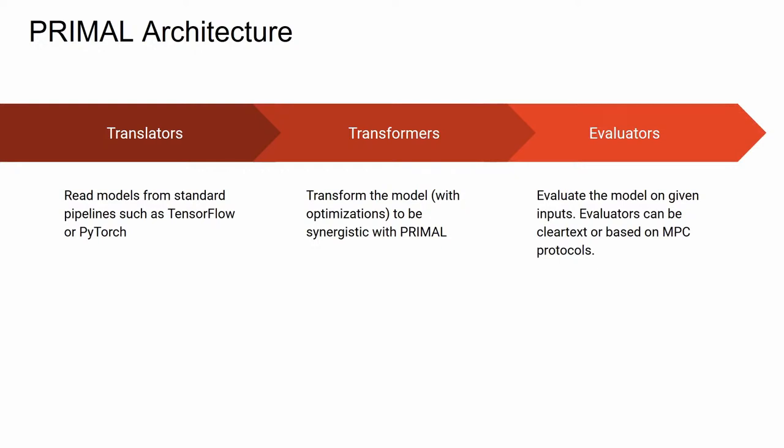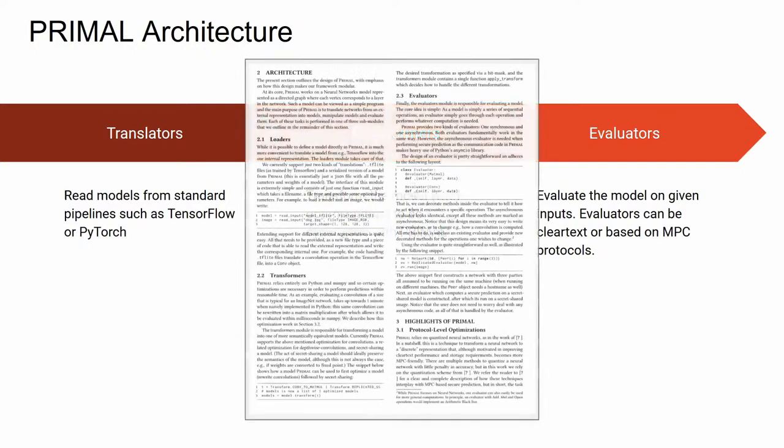And then we have evaluators that are the ones that are in charge of running the networks, of running the models. And this can be, for example, just a clear text evaluation, just because you want to test accuracy. Or it can be a specific MPC protocol. It can be three-party, two-party. And now you can see why our framework can be so flexible.